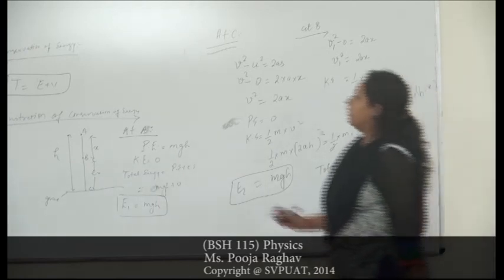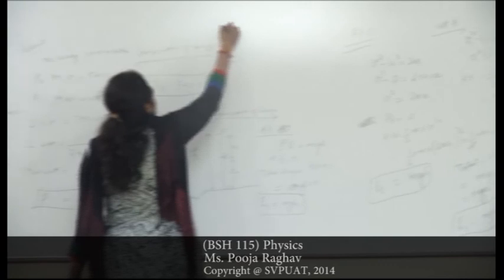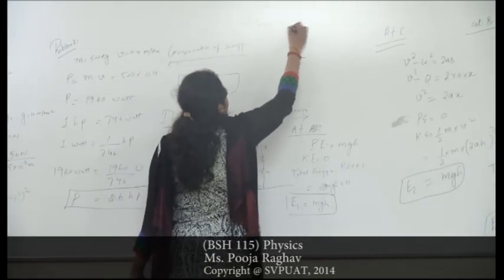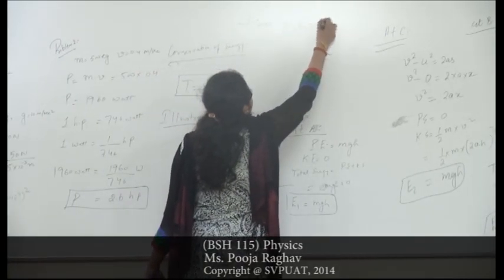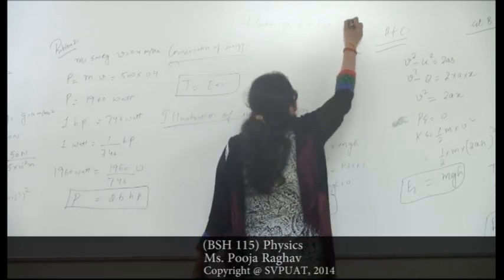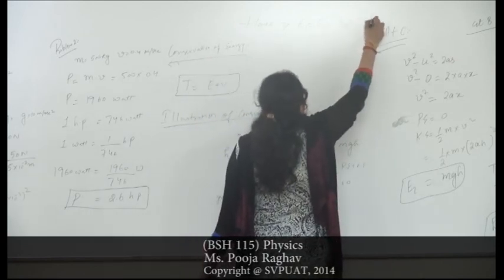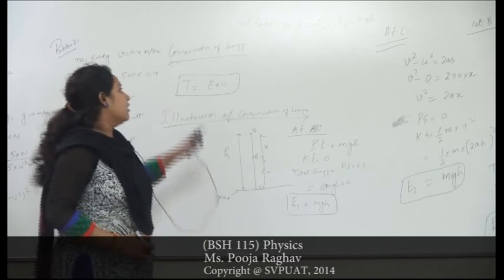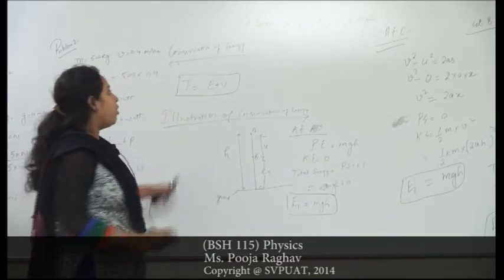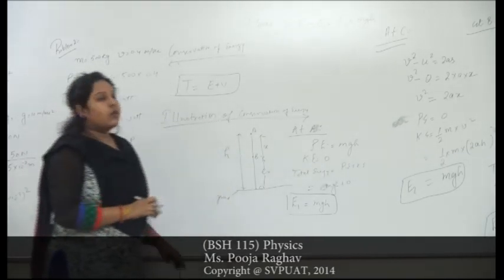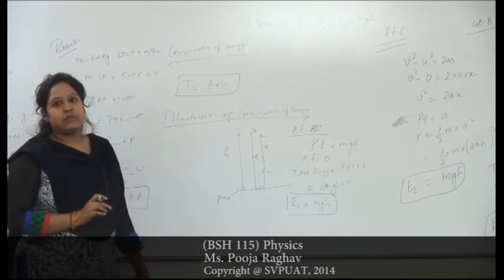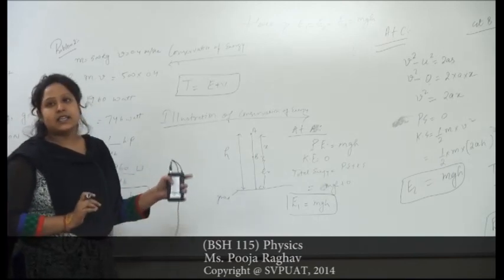Hence, E1 equals E2 equals E3 equals mgh. This proves the conservation of energy, because E1, E2 and E3 are all equal to mgh, that means the energy is constant.